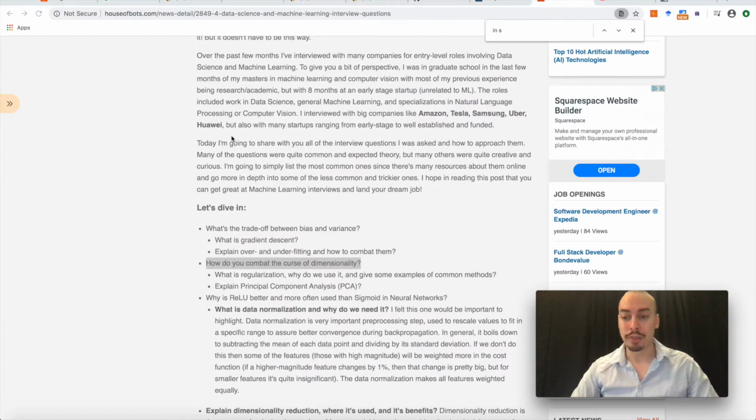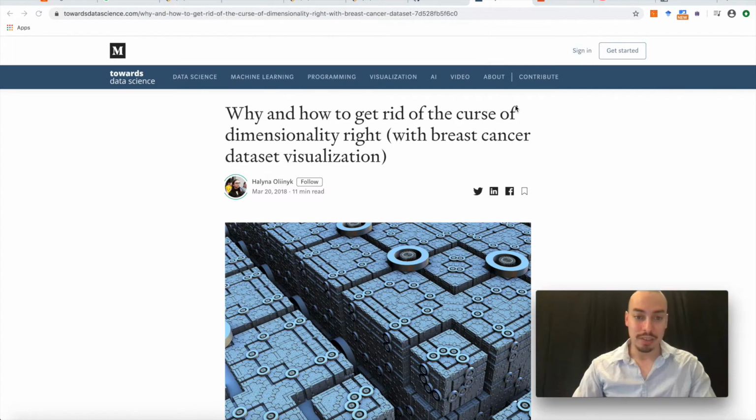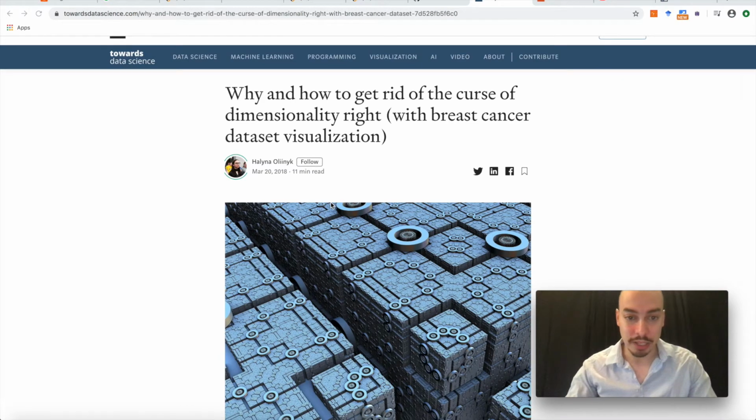When you are faced with a lot of data in your data set, not all dimensions of your data might actually be useful for what you're trying to model or fit. With that brief introduction, let's have a look at the deep dive that today comes from towardsdatascience.com, published by Halina Olinik. Why and how to get rid of the curse of dimensionality.